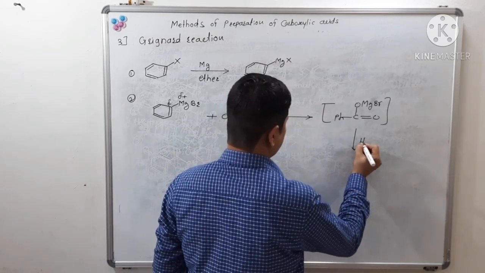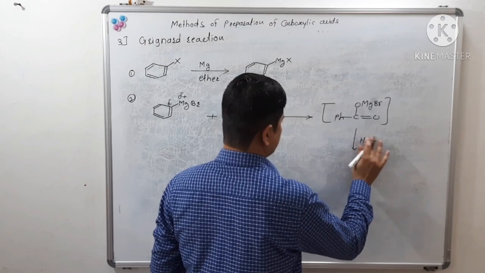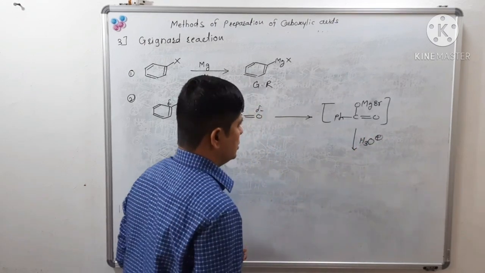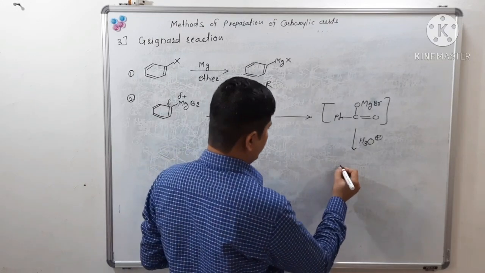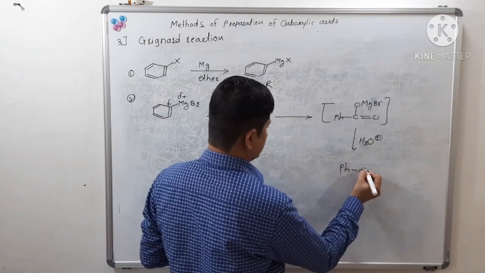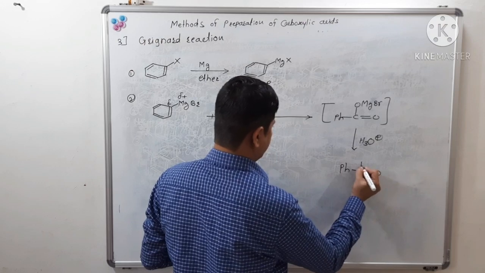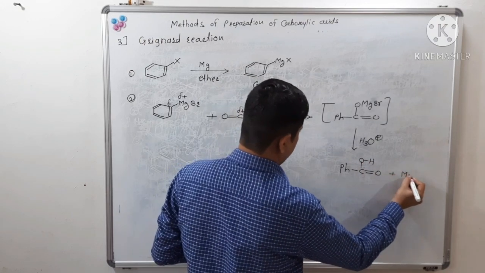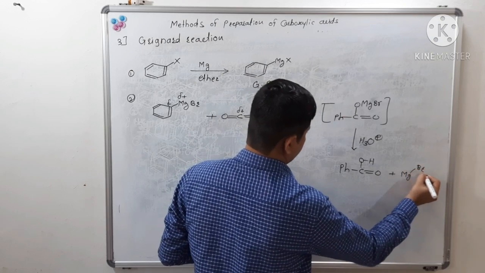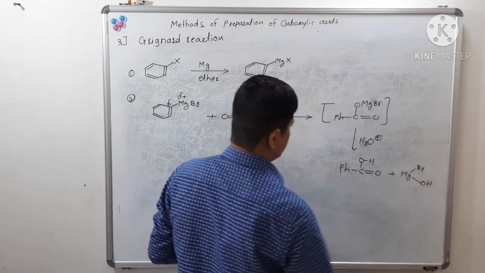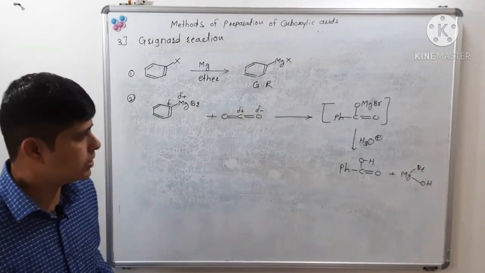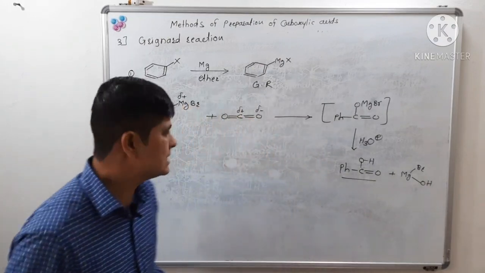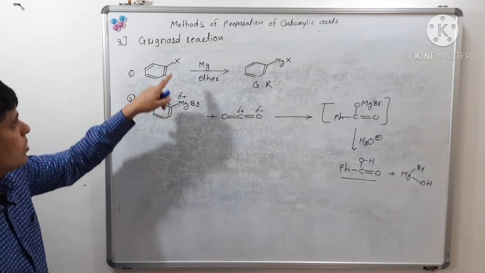And this is on reaction with what? Water. This is on reaction with what? Dilute HCl, H3O plus. So what we will get? There will be a formation of the corresponding carboxylic acid and magnesium bromohydrin. Okay, so in this way we can prepare the corresponding carboxylic acid from what? Grignard reaction.